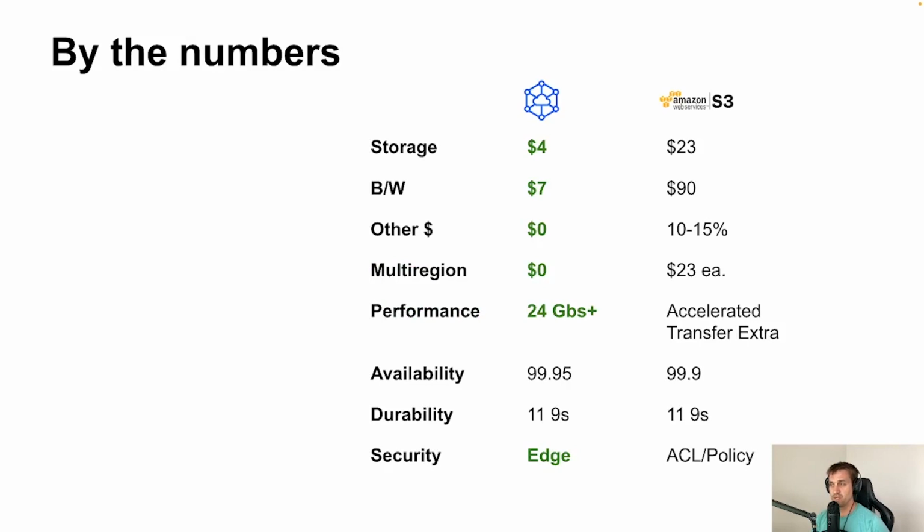Let's zoom in a little bit on the numbers. For a multi-region comparable to the highest tier of Amazon, you will pay $4 per terabyte per month, whereas Amazon is $23 for one region, and you double that for each region that you go up. Also, bandwidth is about 10x cheaper. You'll notice availability and durability is very similar.